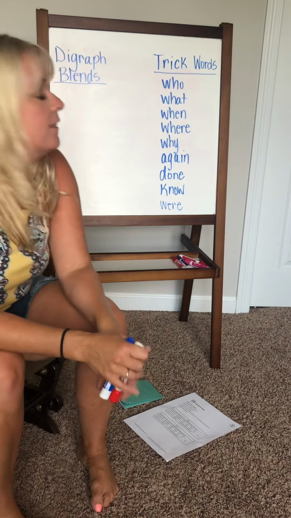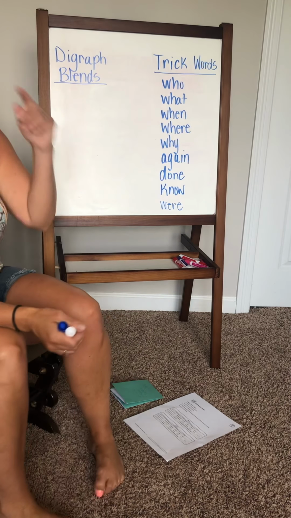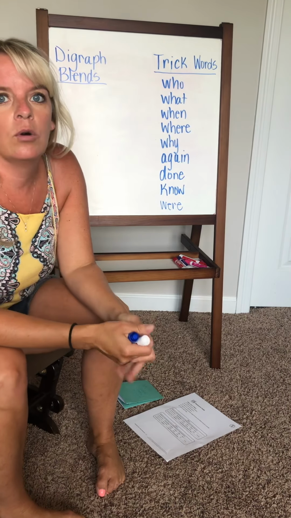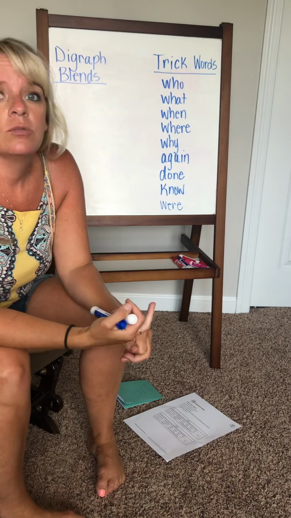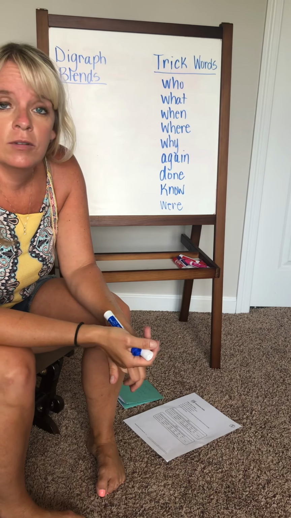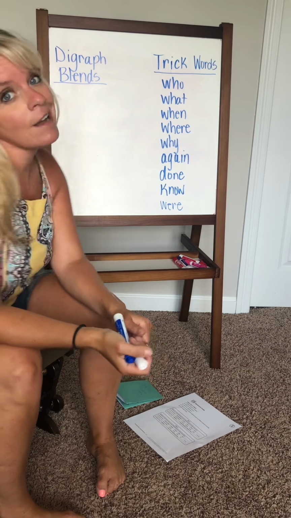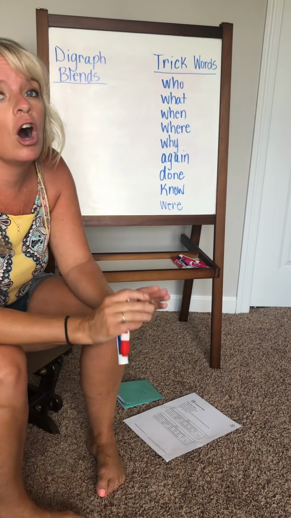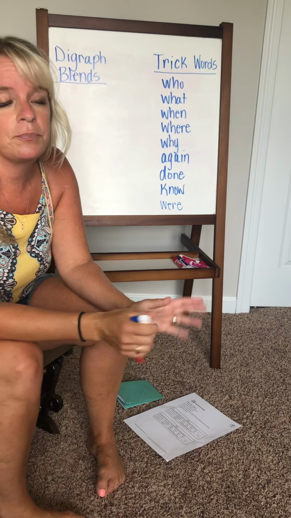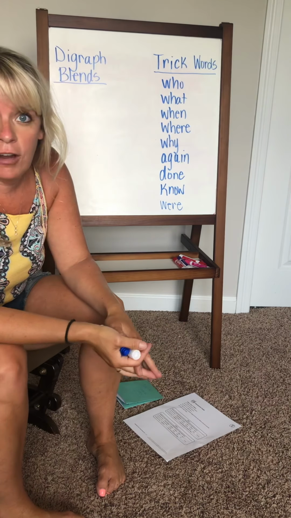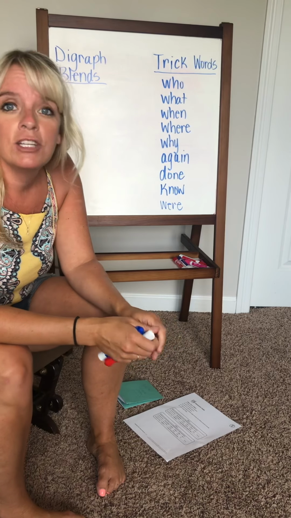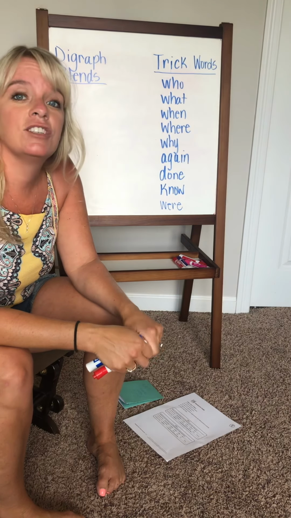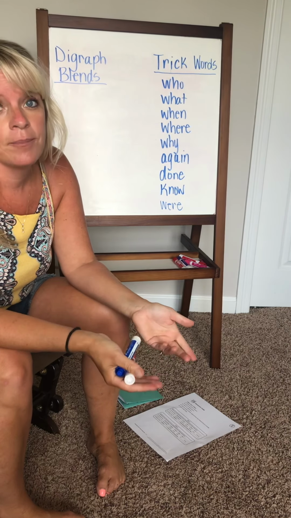So, in Fundations, what we're going to do is kind of just a review of what we went over last week. Last week, we talked about closed syllables. And you guys got really good at closing the door. And if you remember, a closed syllable always has a short vowel sound. Then we talked about digraphs. We talked about WH, SH, CH, TH, and CK.